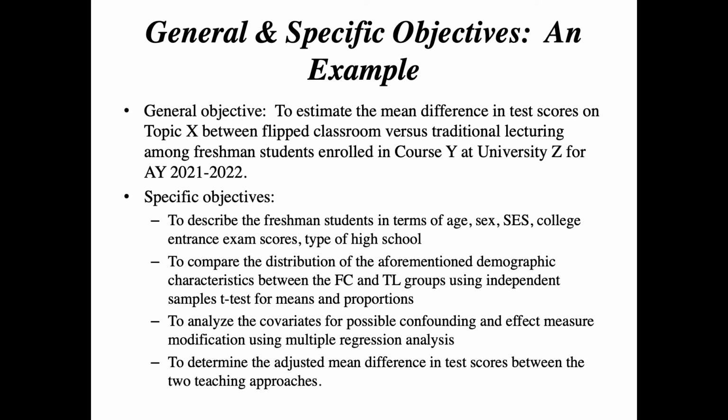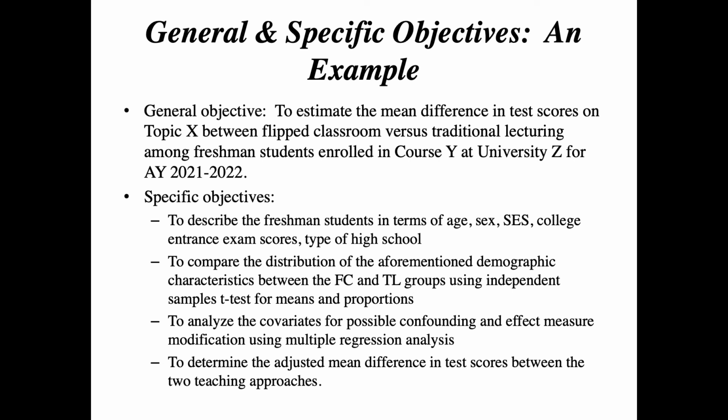Okay. Then afterwards, they wanted to analyze all of these variables together because they're anticipating that there might be some confounding that the variables mentioned in specific objective 1 may have between test scores, which would be the outcome variable, and type or approach of teaching, which could either be flipped classroom or traditional lecture, which is the independent variable.